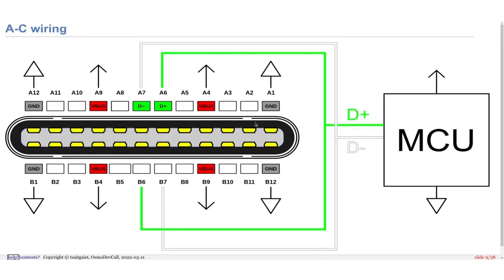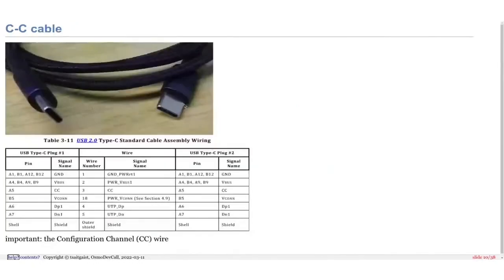The problem comes now if you have a USB-C to USB-C cable, because there you also have the problem that you only have USB on one side. And there is a new wire which they added, which is the CC wire, configuration channel. There's also power VCONN, but we'll see later what it is. So for now, you can ignore it. The most important one is the CC line.